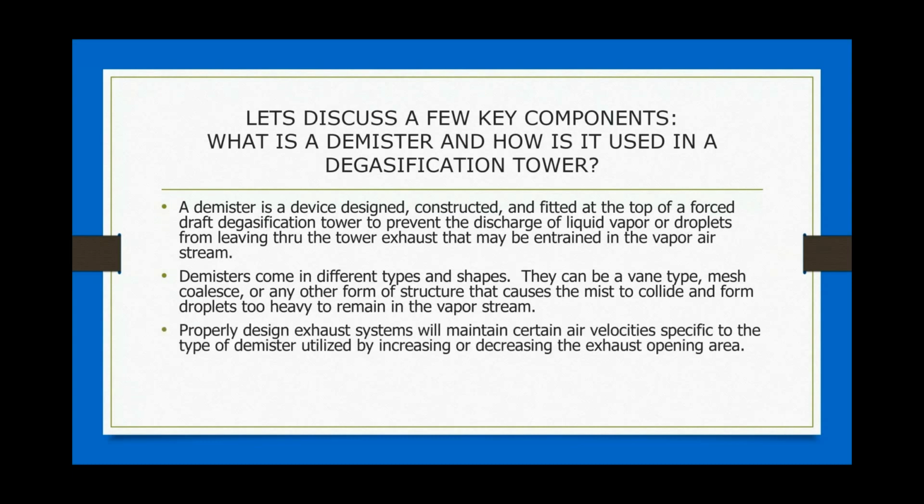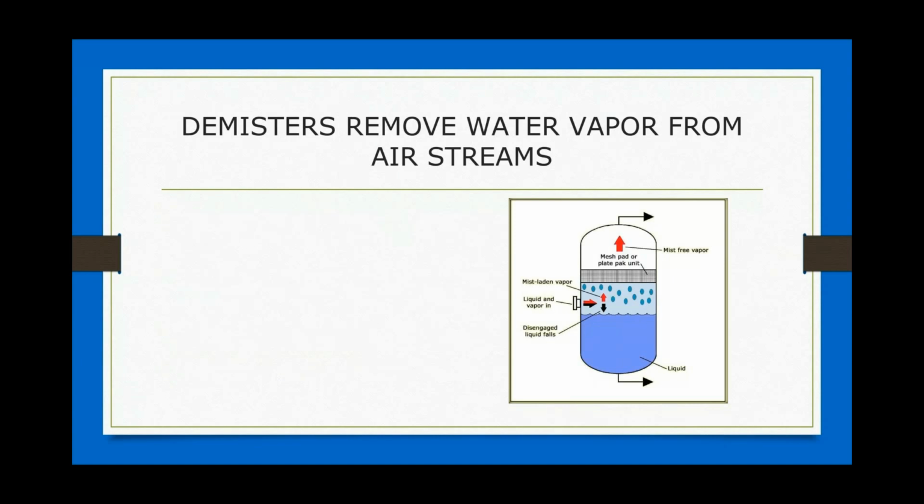Properly designed exhaust systems will maintain certain air velocities specific to the type of demister utilized by increasing or decreasing the exhaust opening area. Demisters can be polypropylene, PVC, stainless steel, or other non-corrosive materials. So a demister looks like this, shown in the drawing. You'll see the water vapor travels up from the airstream flow, and it's caught in the demister pad or demister structured packing, and then drips back down into the vessel.